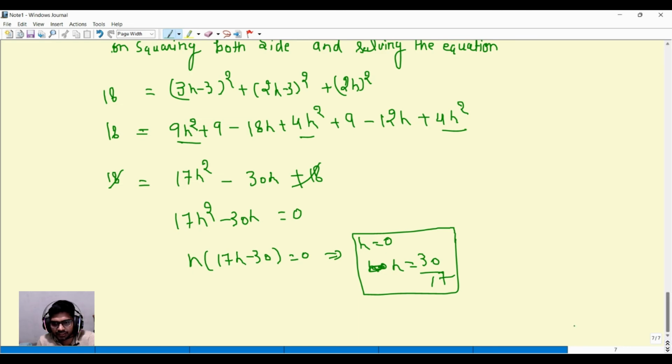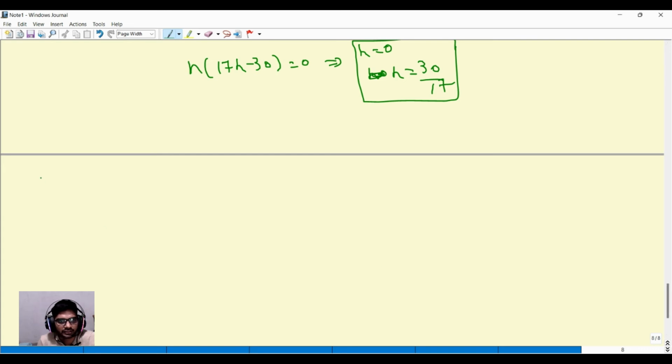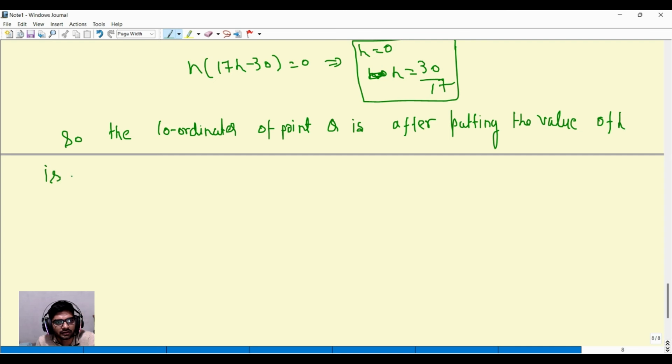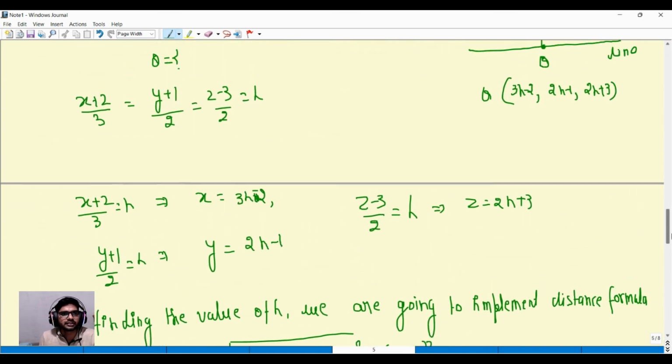Okay, so putting the values of lambda in the equation of point Q, the coordinates of point Q, after putting the value of lambda, are minus 2, minus 1 and 3, and 56 upon 17, 43 upon 17 and 117 upon 17. So these will be the values.